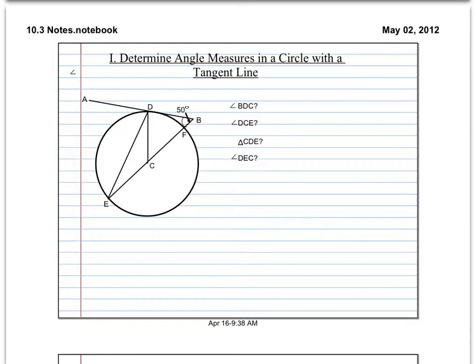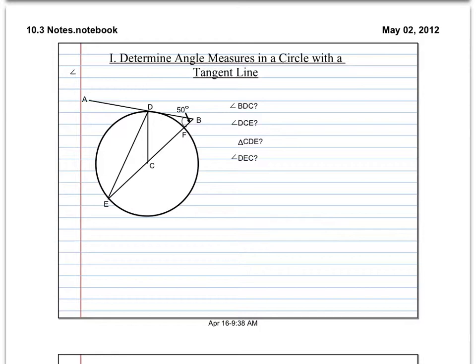Okay, first example. Now you're going to be given a little bit more things to figure out, particularly with angles. So, you're given angle at B is 50 degrees, so where it's not F. This is the angle at 50. Okay, and then you need to find all of these. So, BDC, DCE, triangle CDE, as in what kind of triangle is it, and then the angle at DEC.